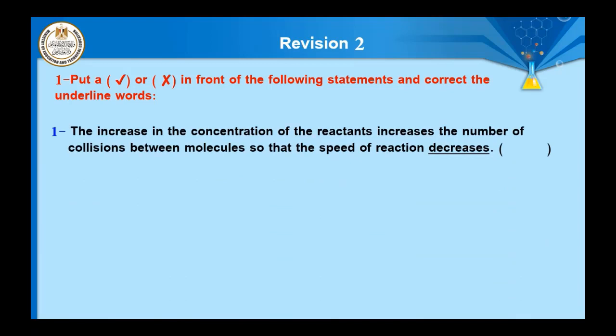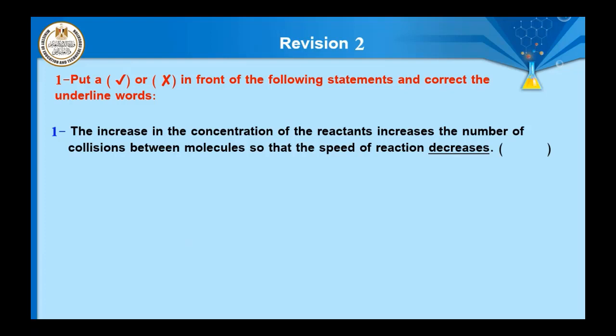Number one, the increase in the concentration of reactants increases the number of collisions between molecules so that the speed of the reaction decreases. This question is in unit one, lesson two. The speed of the chemical reaction can be defined as the rate of change in the concentration of reactant and the product during unit time.